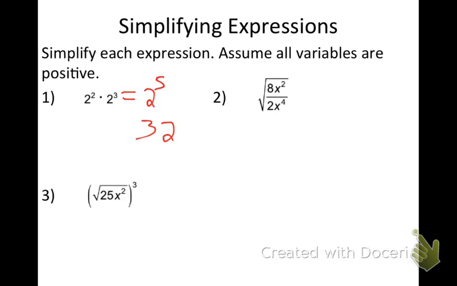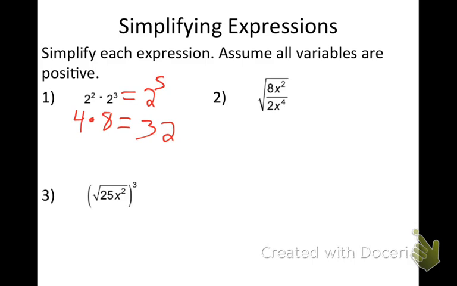Now, if I didn't want to add exponents, I could have just simplified first. What's 2 squared? What's 2 to the 3rd? 4 times 8 is still 32. Either way I work it out, I still get the same answer. Okay, and that's the nice thing about these problems. I can work them out a lot of different ways. I'm still going to get the same answer as long as I do the roots and exponents correctly.